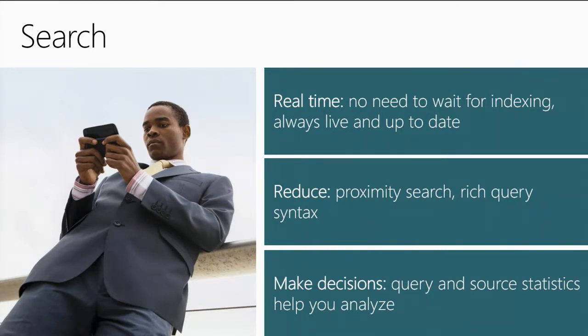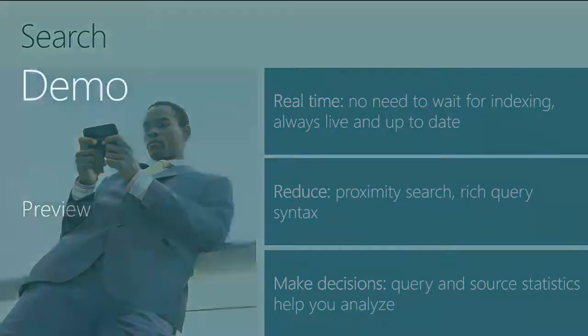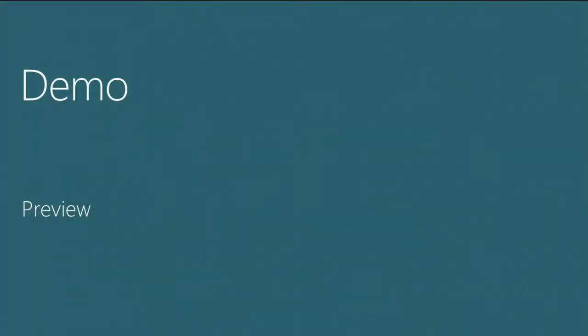And then we give you rich capabilities in order to reduce down the data, right? So the proximity search, the query syntax. And we also give you capabilities to help you make decisions. So I showed the keyword query statistics breakdown, as well as the overall estimate statistics. And then we also have a preview. So let's see that.